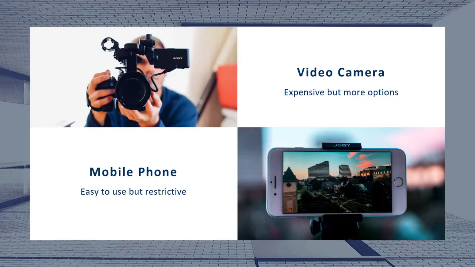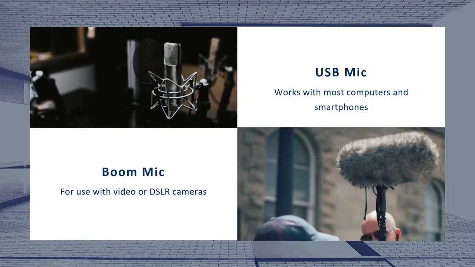Now, once you've decided on the camera that you're going to use, then you're going to decide on what kind of microphone you want to use. Never ever rely on the built-in microphone of the cell phone or the camera, because those are not good enough. If you're working on a computer or a smartphone, then definitely you want to get a USB mic. However, if you're going to be using a video camera or a DSLR camera, then definitely you want to get the boom mic, which is something that you see here, right? Both of them will give you excellent audio quality, but make sure that you use the correct one.